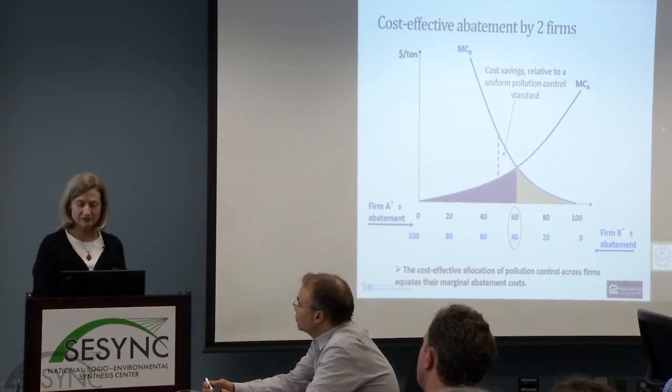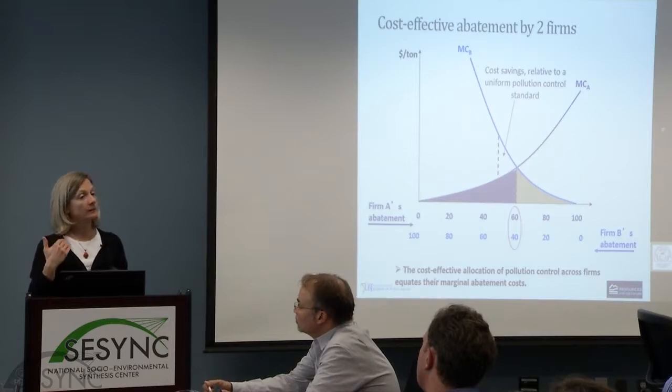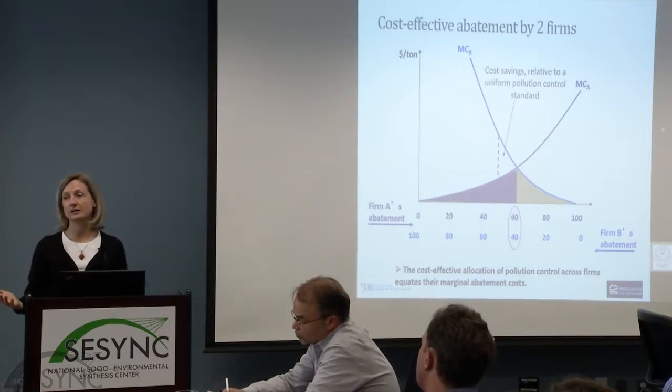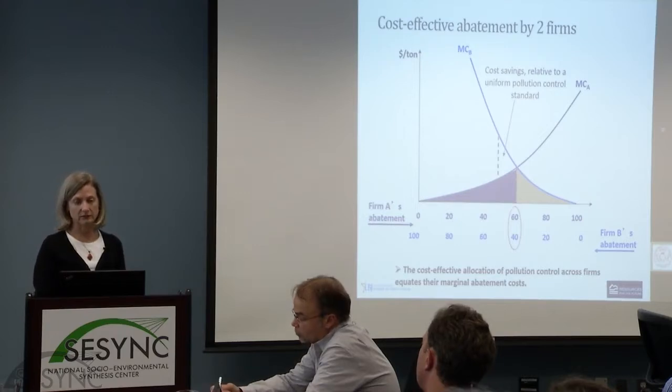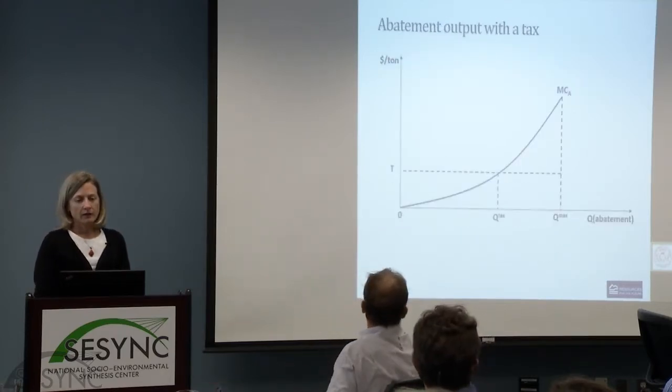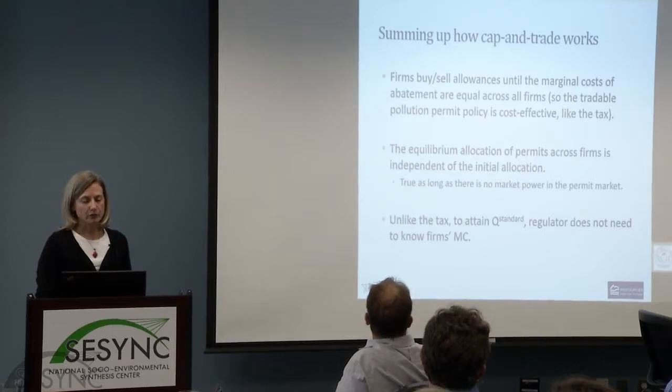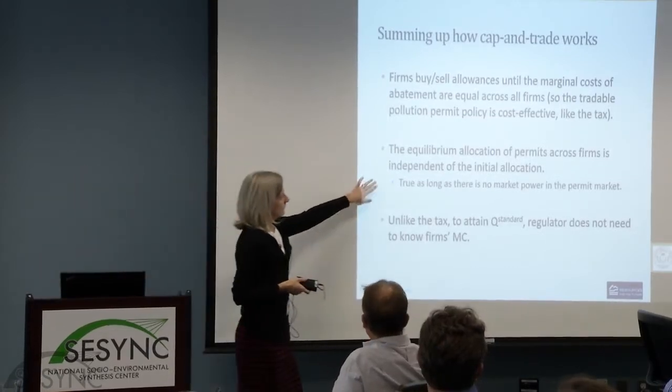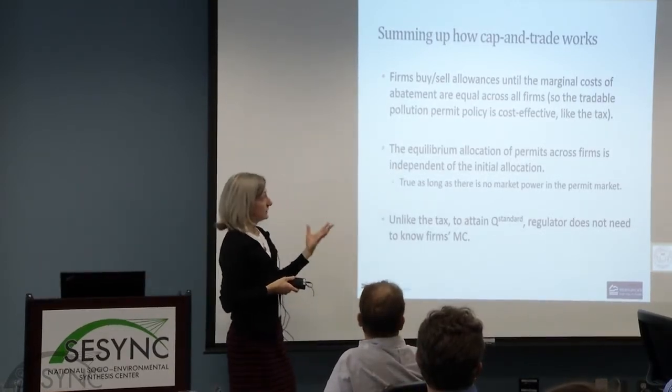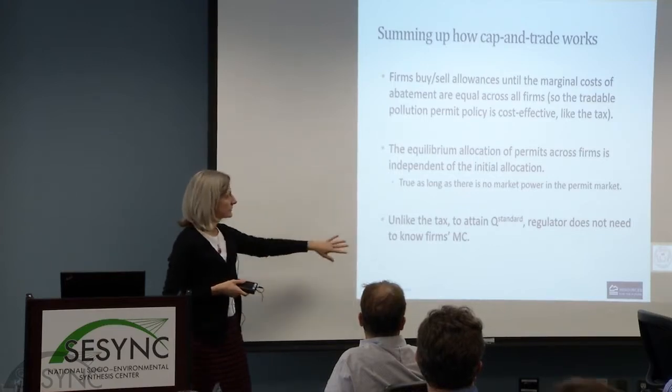So you can like or dislike that story, but in general, it's something appealing about cap and trade programs from politicians' perspective, because they have something to give out. It's not just the stick, there are also some carrots. Okay, so how does this work? Again, the equilibrium allocation is independent of the initial allocation. That could be a nice thing.